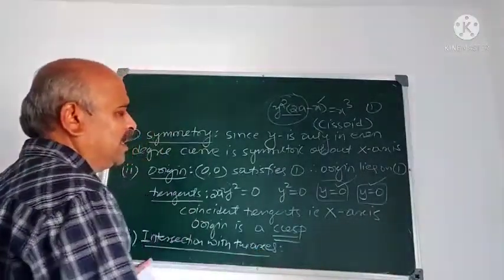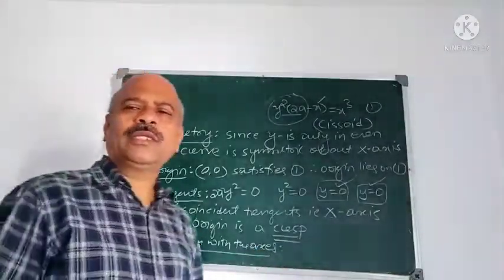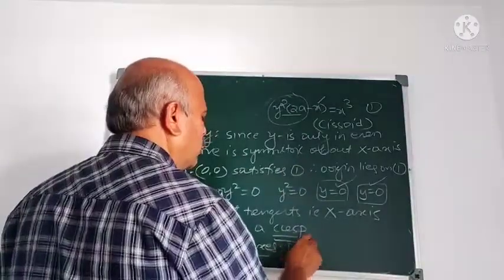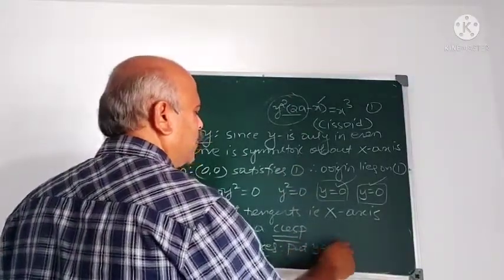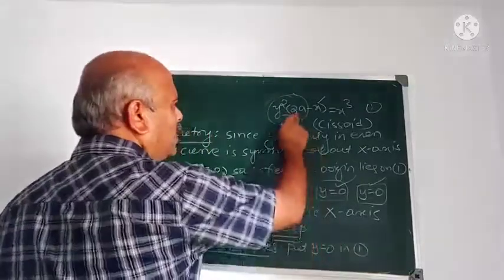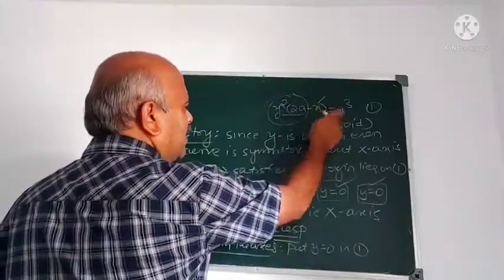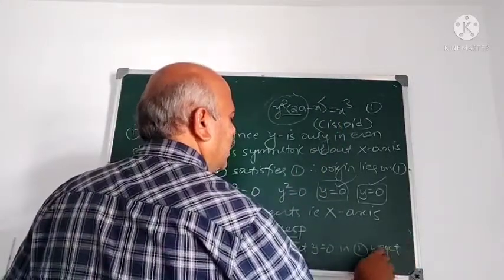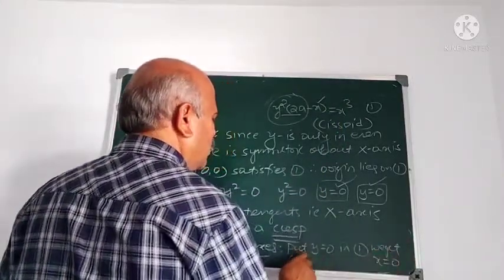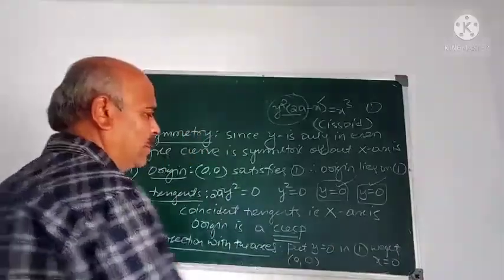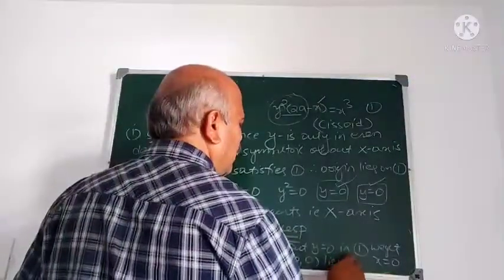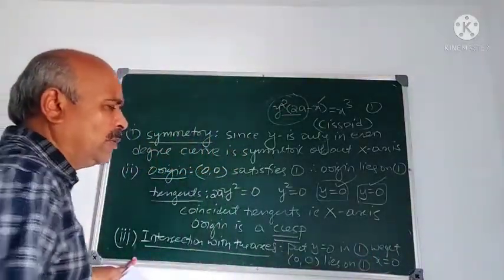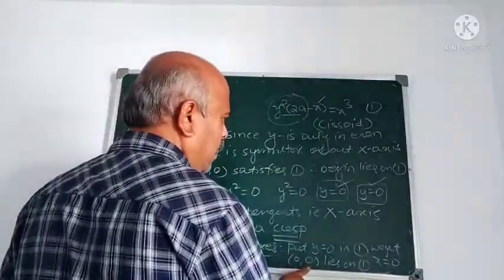Intersection with the axis means you have to find the points of intersection of the axis and the curve. How to find that? First we substitute y is 0 in equation 1. If you take y is 0 in 1, left hand side is 0, so we get x is 0. Therefore (0, 0) is a point on the curve. (0, 0) lies on 1. That means one point of intersection is the origin.